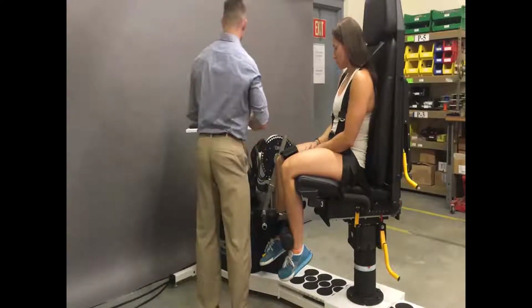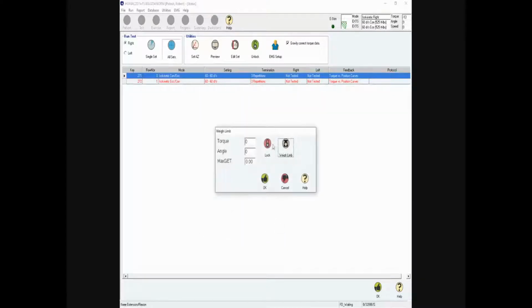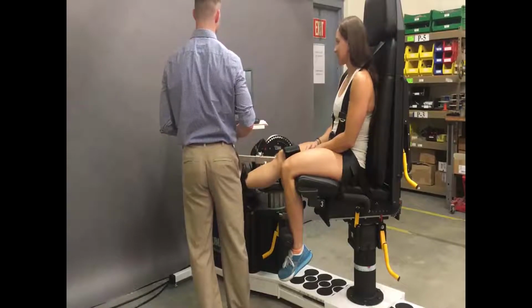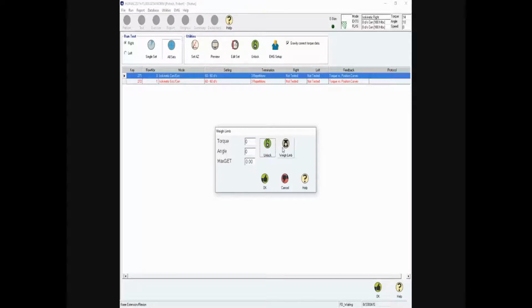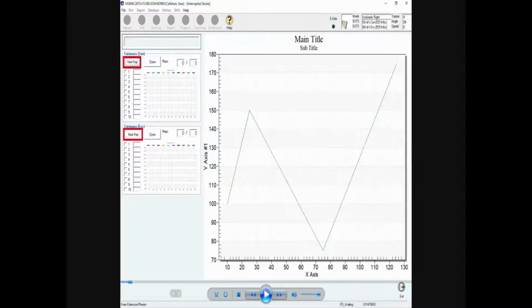After you set your mechanical stops, click on OK, bring the limb to full extension, and click Lock. We're going to weigh the limb for the gravity correction. So once she's relaxed, click Weigh Limb, then click Unlock and OK, and then you're ready to start the warm-up. So this is where I'm going to lose the mouse pointer again. So when I say click next rep in concentric or eccentric, this is what I'm referring to.